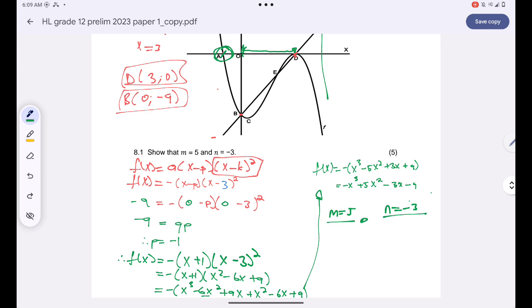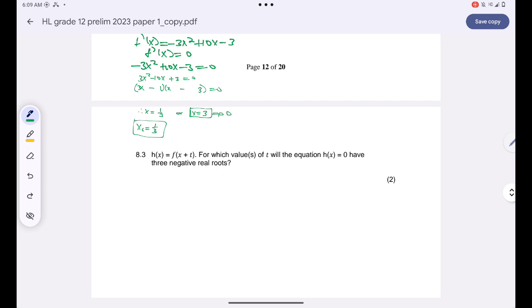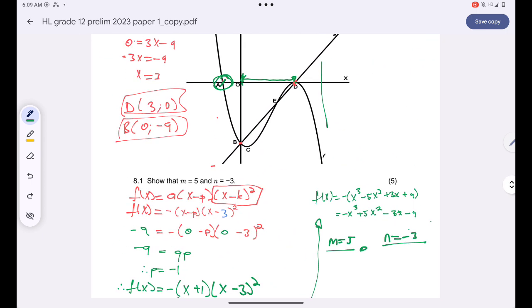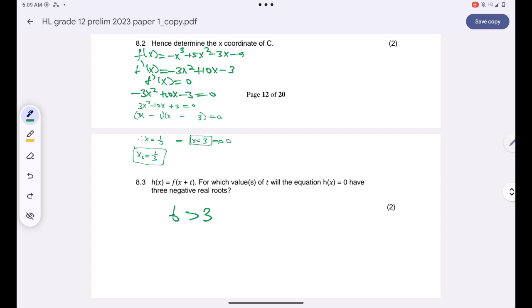So t should just be anything which is greater than 3. Are you together? So t should be any number which is greater than 3, because a number that is greater than 3 will be able to shift this graph more than 3 units to the left. So t is any number greater than 3. That's how, guys, you're supposed to tackle this question.